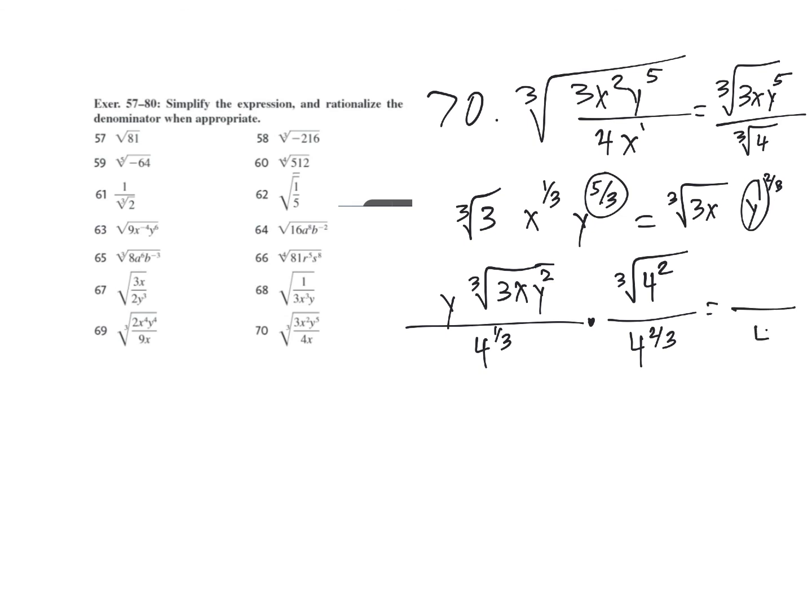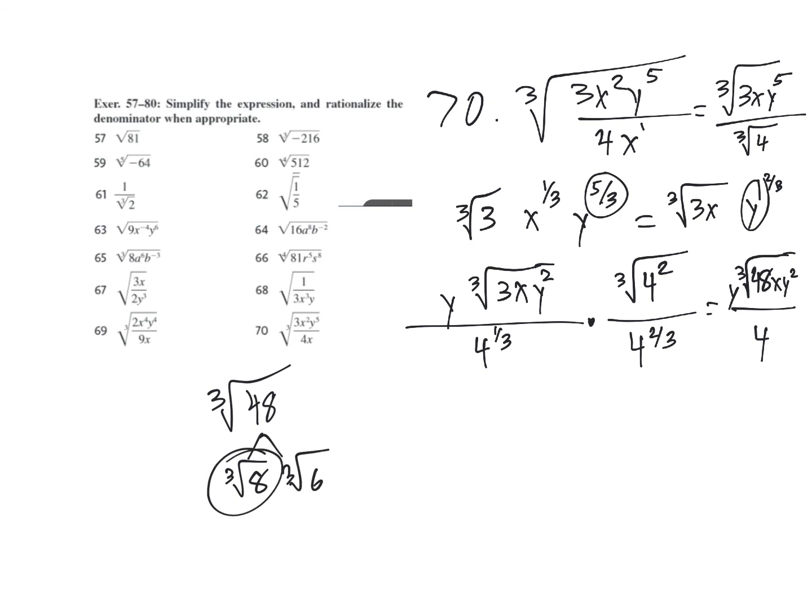On the bottom we have 4, and on the top we have y cubed root of 4 squared is 16. You're going to take that times the 3, that's 48. And you have x, y squared. You'd almost be done, but you should figure out what the cubed root of 48 is. So it's the cubed root of 8 and the cubed root of 6. And know what the cubed root of 8 is. That's 2.